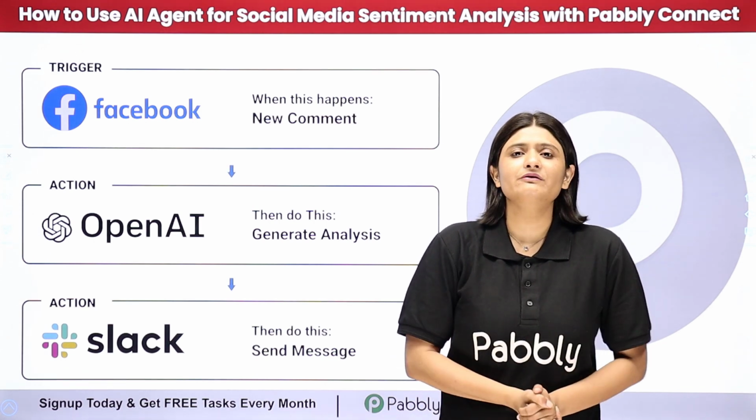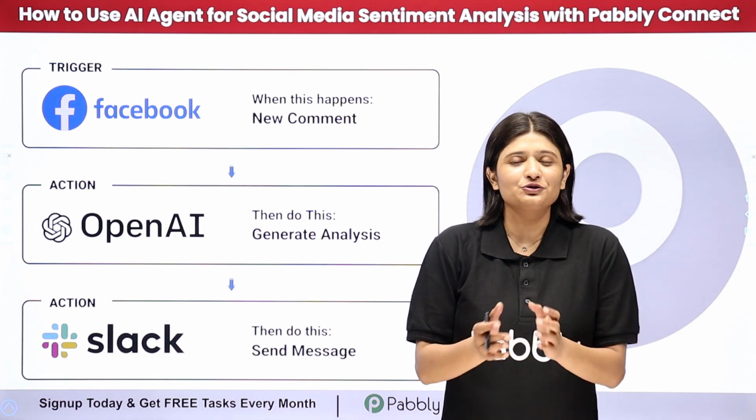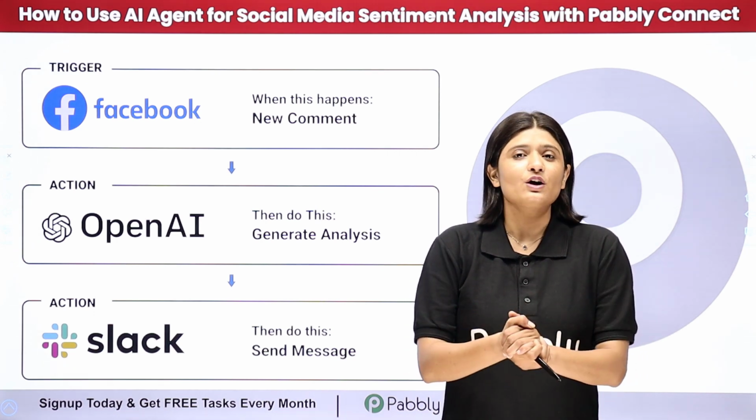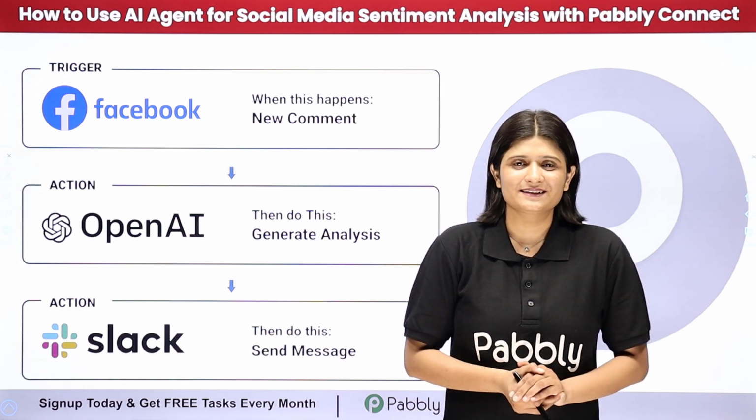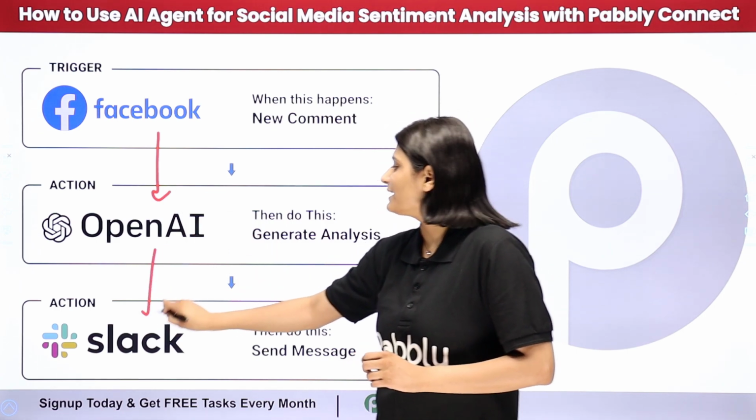Now doing this manually will consume a lot of time, so I'm going to completely automate this process, and to do this automation I'm going to use Pabbly Connect. So Pabbly Connect is an amazing automation and integration software which requires no coding or programming skills. Here I just need to build a connection between Facebook pages, OpenAI and Slack.